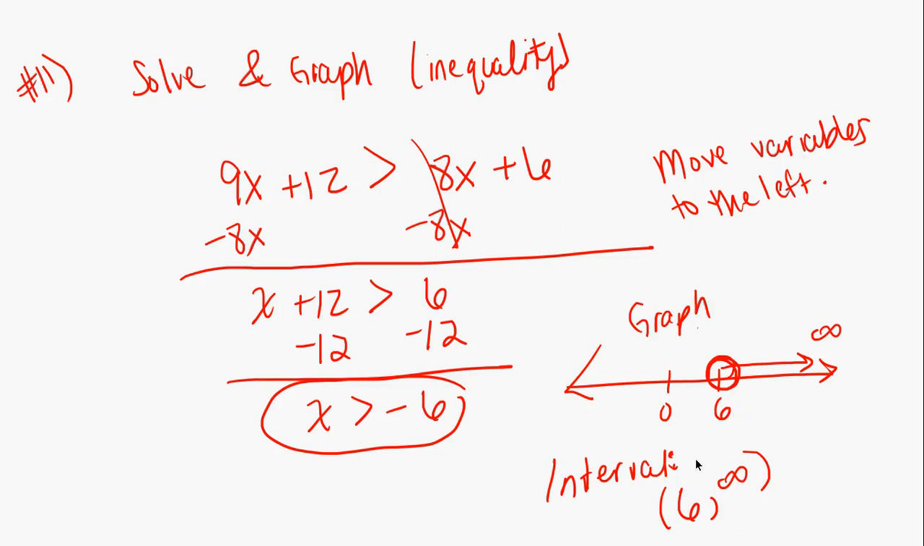Oh, excuse me, it should be negative 6. I made a mistake there. And then 0 would actually be after it. Everything's the same, it should just be negative instead. So we would have negative 6 to infinity. There we go, much better.